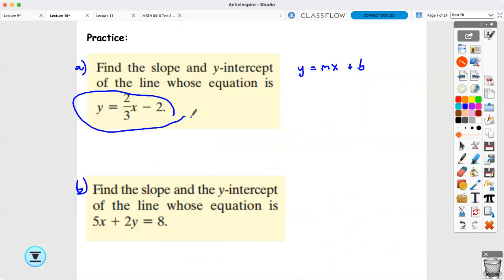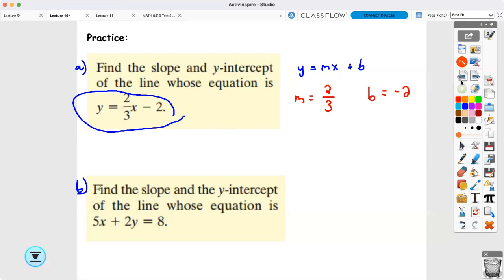Yes. Excellent. Knowing that it is in slope intercept form, we can easily tell what m is equal to and what b is equal to. And looking at the formula, we know m is next to what letter? 2/3. There you go. Excellent. Great job. And then b in this problem will be what? Negative 2. And as an ordered pair?